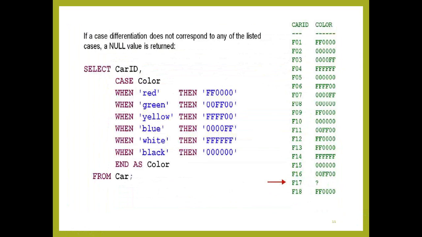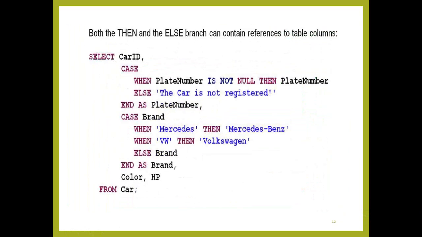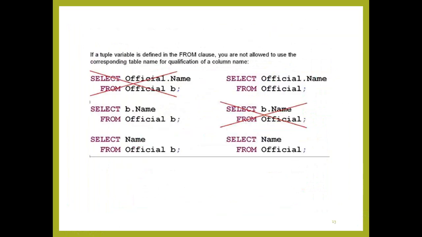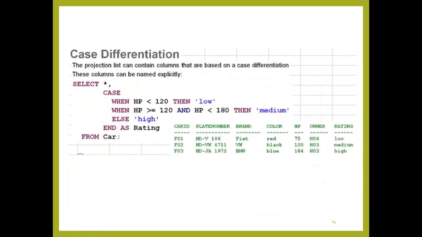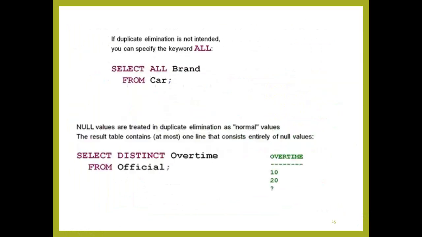Case statements. You can use case statement. Nested case. I'll explain you all this. And alias. Distinct means only distinct values. Repetition values it will avoid, and it will take only distinct. All means it will take all the values.